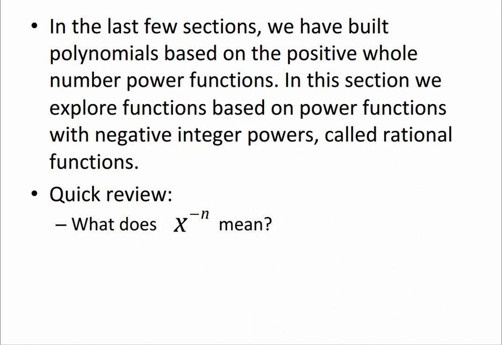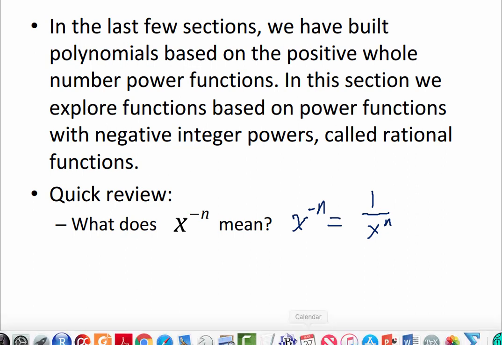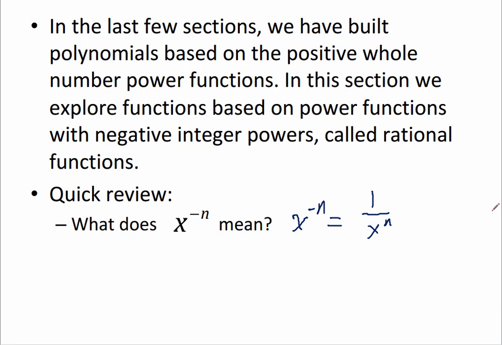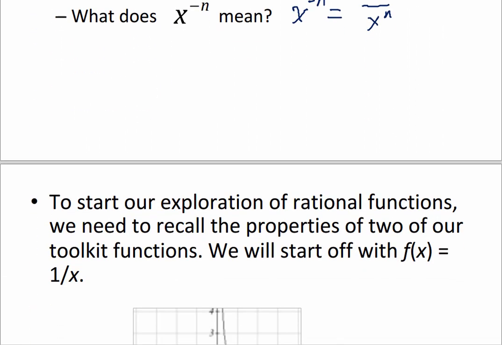So quick review, what does x to the negative n mean? Well, hopefully someplace in the dark, deep, dank recesses of your brain you remember that x to the negative n means 1 over x to the n. And that's like the most basic rational function you can have, where you have 1 over x raised to a power. So let's start with the most basic of the basic, and let's let n be equal to 1.